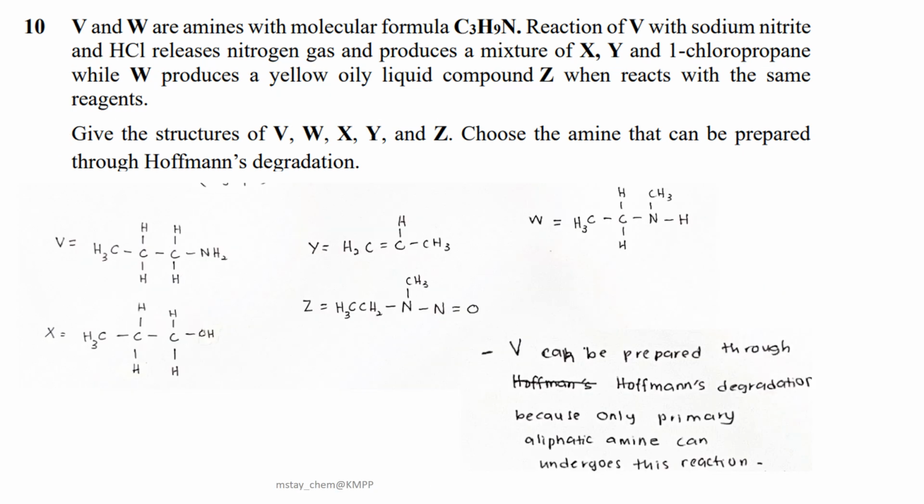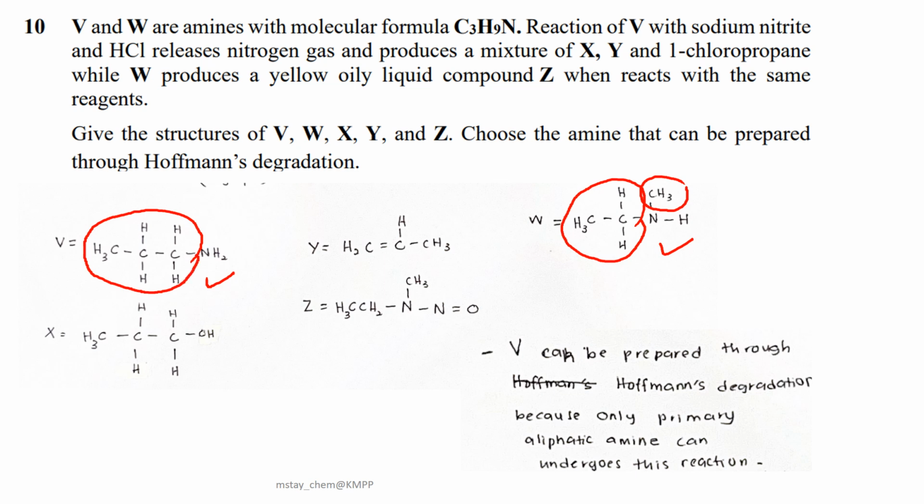Okay, now let's check the answer for the structure V. So V is the primary amine with 3 carbons, so correct. And then the W is the secondary amine, so correct. This is one alkyl group, and then this is the second alkyl group, so secondary amine. While for the V, this is the alkyl group, so primary amine.